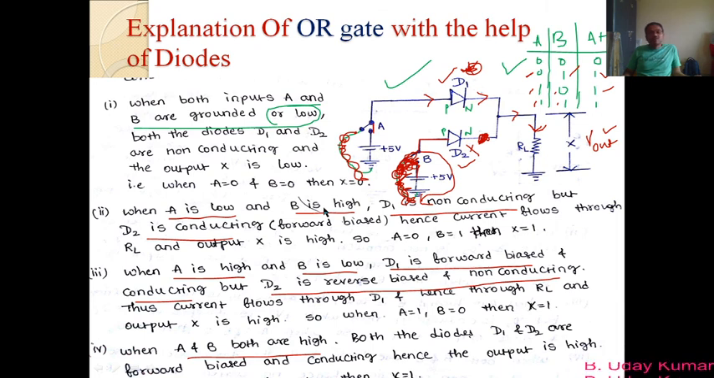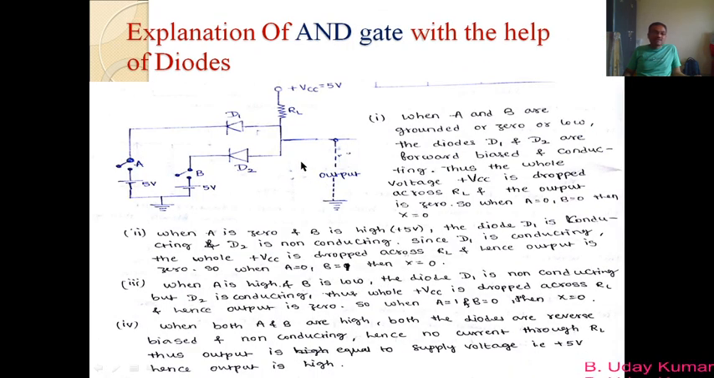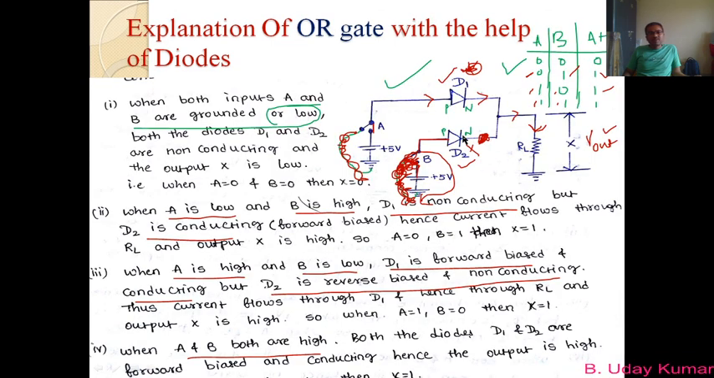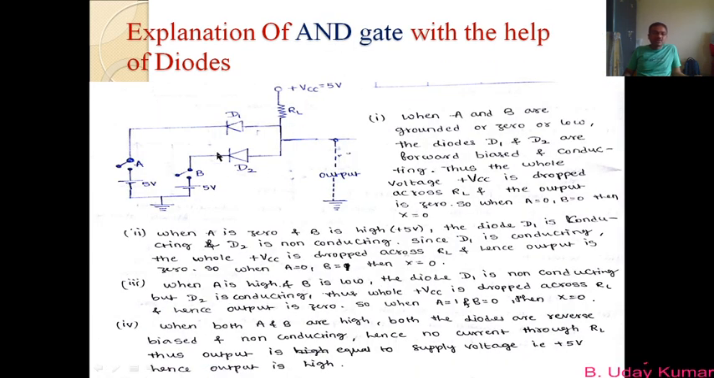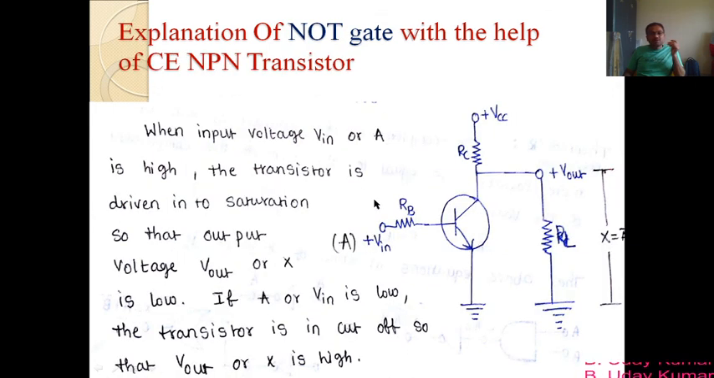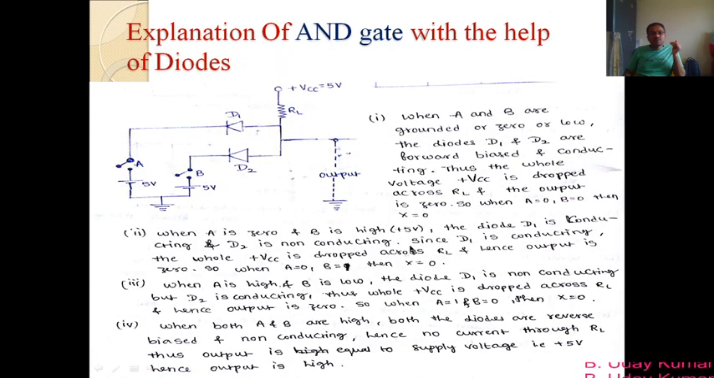So now the remaining topics are the explanation of AND gate with the help of diodes. Similarly, as the diodes helped us to understand the operation of OR gate, the same set of diodes will also help us to understand the explanation of AND gate, and similarly we can understand the operation of NOT gate with the help of an NPN transistor. So these two topics we will discuss in our next video.